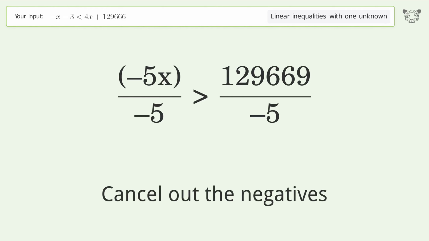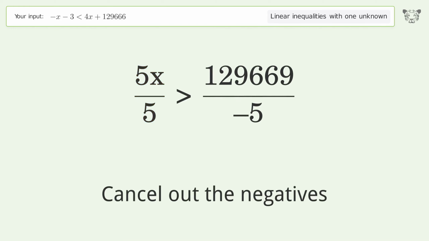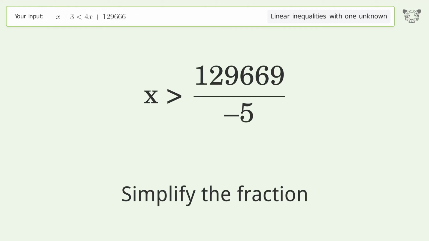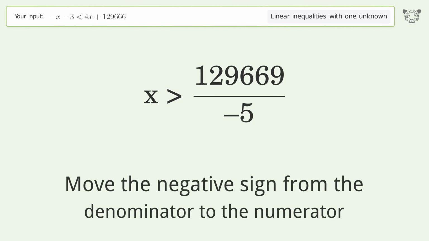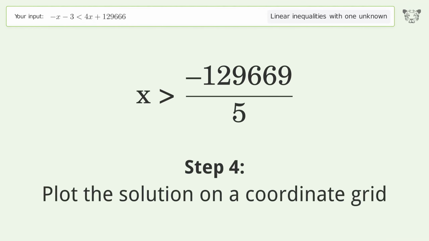Cancel out the negatives. Simplify the fraction. Move the negative sign from the denominator to the numerator. Plot the solution on a coordinate grid.